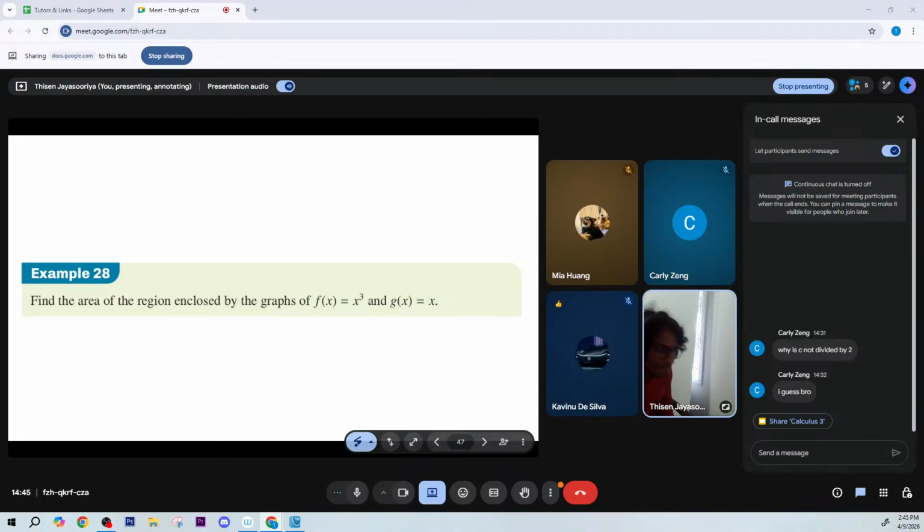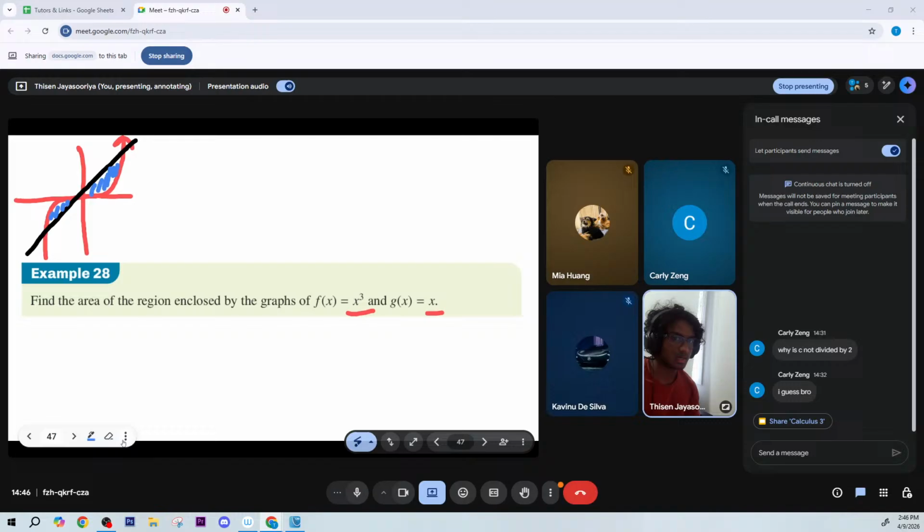So here, I want to find the bounded area between x cubed and x. I'm going to show you two ways to do this one. First, we'll draw out x cubed. This is what x cubed looks like. And this is the graph of x. The bounded area I want to find is between this and this. Mia, what are the intercepts between these two curves? How can I find these intercepts?